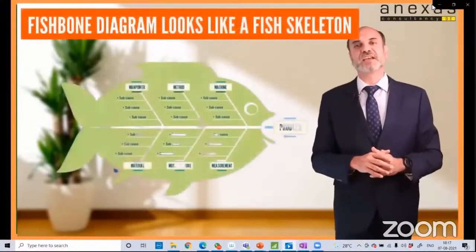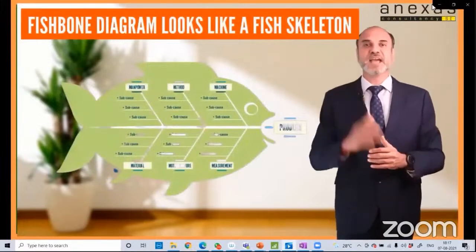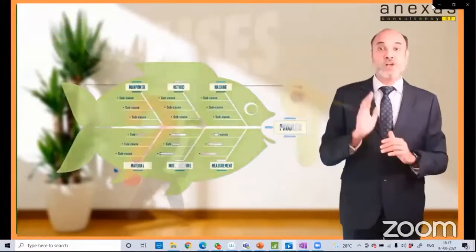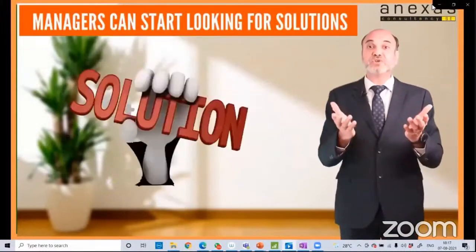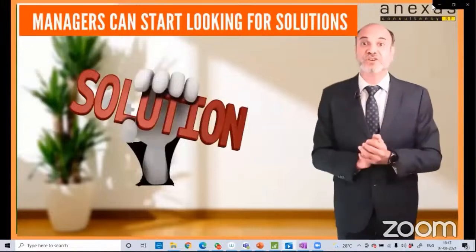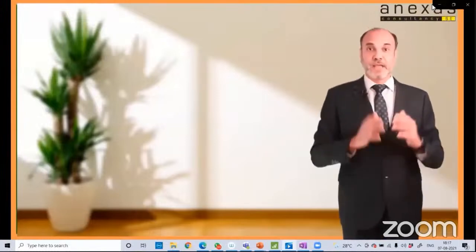The diagram looks just like a fish skeleton with the problem at its head and the causes for the problem feeding into the spine. Once all the causes that underlie the problem have been identified, managers can start looking for solutions to ensure that the problem doesn't become a recurring one. So how can you do that? Let us look at the steps to construct the cause and effect diagram.